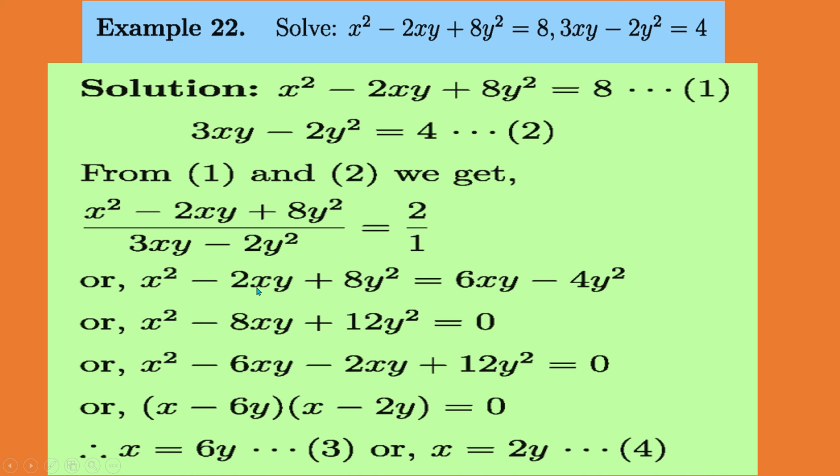Now you can write x square minus 2xy plus 8y square, and the right side will be 6xy minus 4y square. Or x square minus 8xy, that means converting to the left side, here will be minus 8xy plus 12y square, this equals 0. Or x square minus 6xy minus 2xy plus 12y square equals 0. Or (x minus 6y) into (x minus 2y) equals 0. Therefore x equals 6y or x is equal to 2y. Okay, now follow.